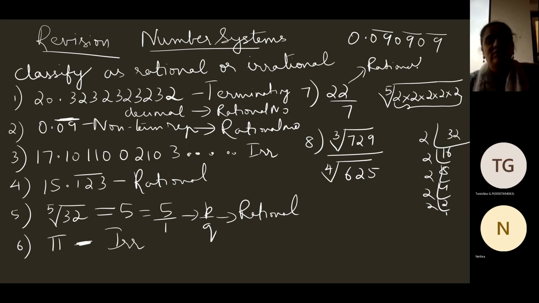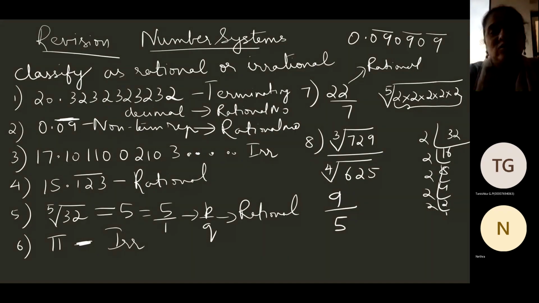What about this eighth one? Rational, because you can simplify it. What is the cube root of 729? 27. Oh, no, not 27. Sorry, square root is 27. The cube root is 9. Okay, for the eighth one, the cube root of 729 is 9. And what about the fourth root of 625? 5. So 9 by 5. Wherever you can simplify, you should simplify and then comment. So the cube root of 729 is 9. The fourth root of 625 is 5. 9 by 5 is p by q, and it's rational.